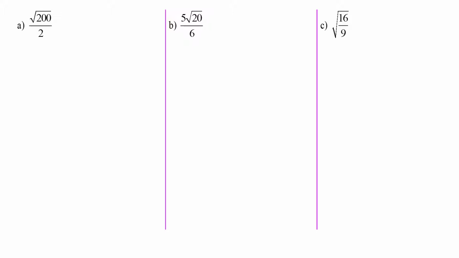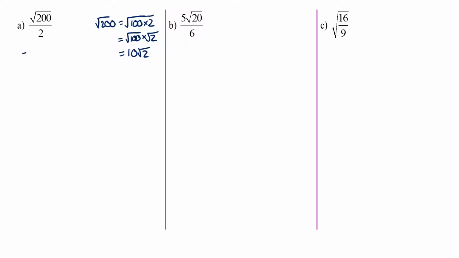Let's look at some more, because different approaches may be required when dividing. So square root of 200 over 2. The 2 isn't square root, so I can't just divide 200 by 2. And I've got nothing else I can do unless I simplify the square root of 200. So if I look at the square root of 200, it can be written as the square root of 100 times 2. Square root of 100 is 10, so I've got square root of 100 times the square root of 2. So that's 10 root 2.